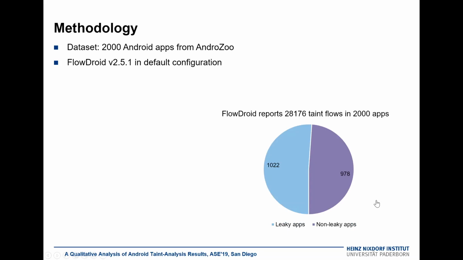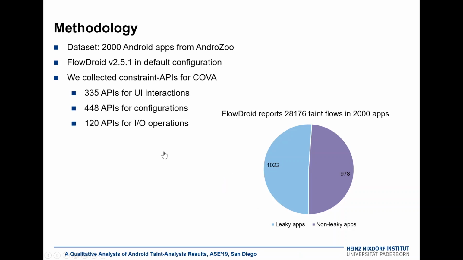FlowDroid reported more than 28,000 taint flows in these 2,000 apps, and these taint flows were distributed in 1,022 apps. And we also collected constraint APIs that COVA can check for the three factors we defined: UI interaction, configurations, and I/O operations.